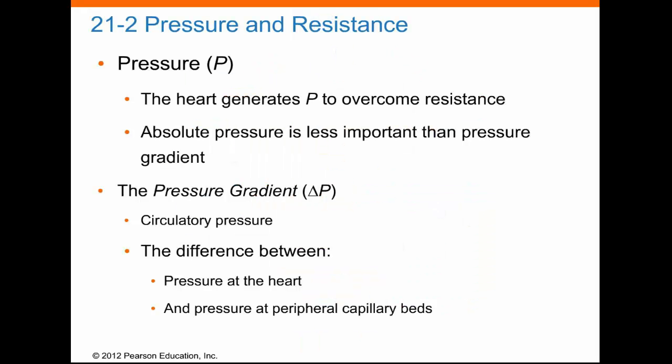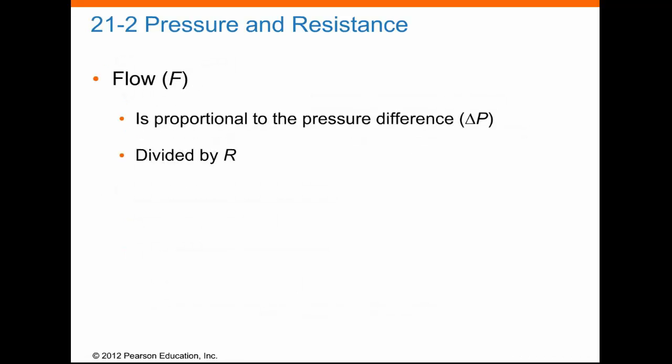So pressure is shown here as P, and the heart generates pressure to overcome resistance. And the resistance is caused by all of the blood vessels. So that's called circulatory pressure. And it's the difference between the pressure at the heart and the pressure at the peripheral capillary beds. So flow is proportional to the difference in the pressure gradient divided by the resistance.